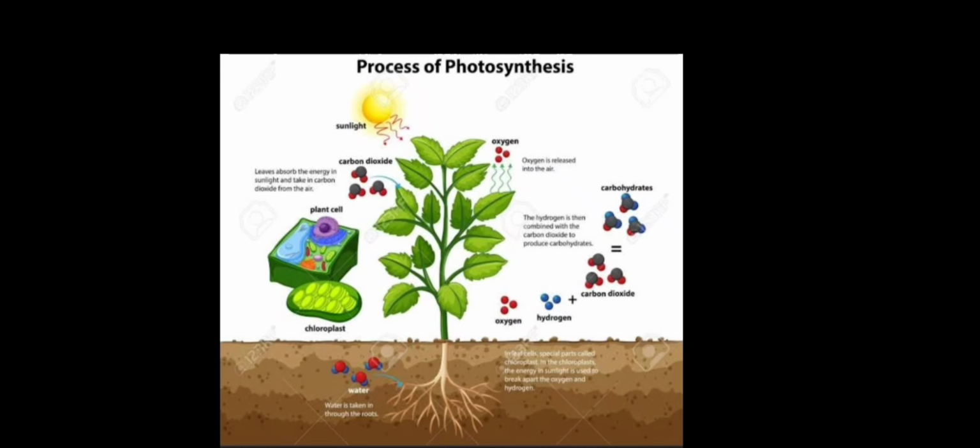The third reaction, that is reduction of carbon dioxide to carbohydrate, may occur in presence of sunlight also and can occur in absence of sunlight also. That is, it does not essentially need sunlight. That is why it is known as dark reaction. So, photosynthesis is categorized into two reactions, light reaction and dark reaction.